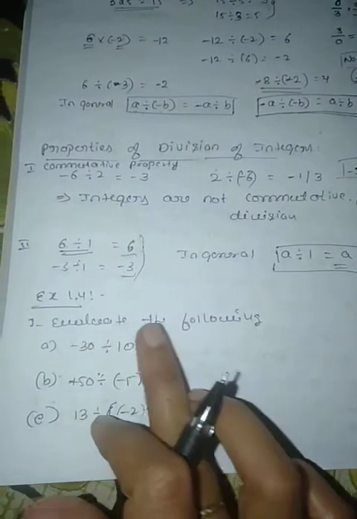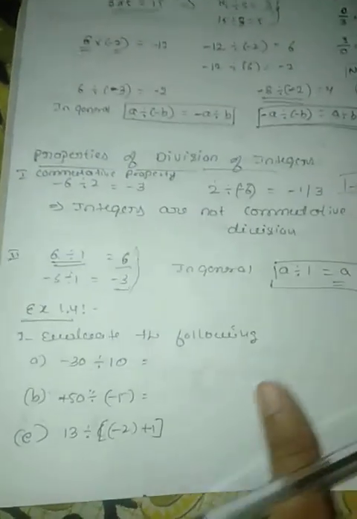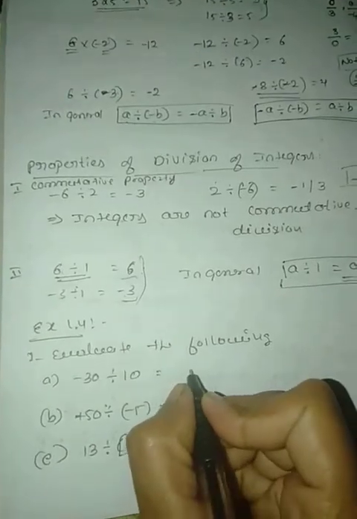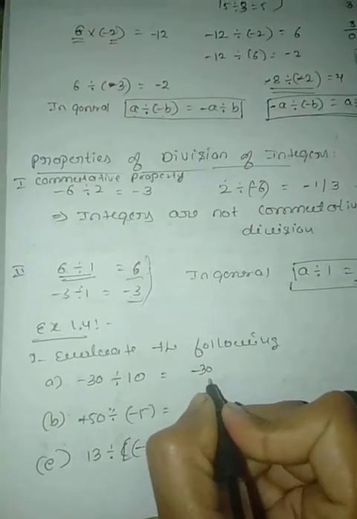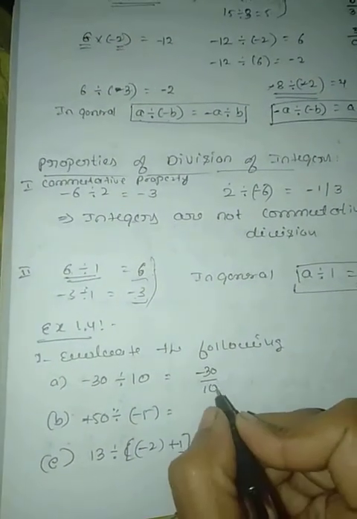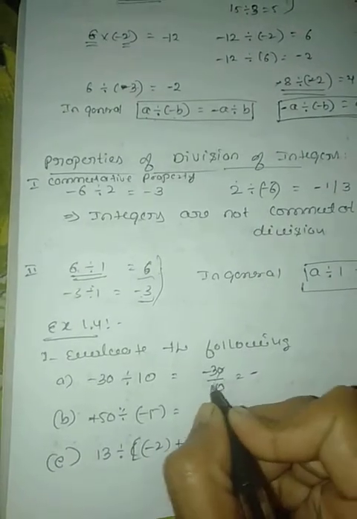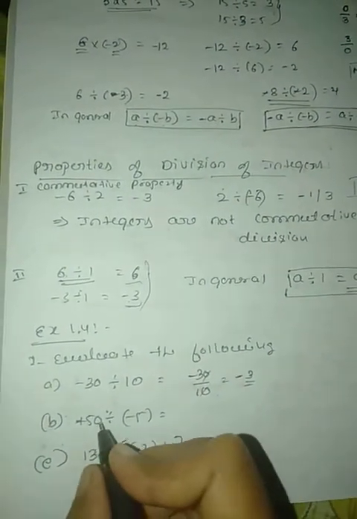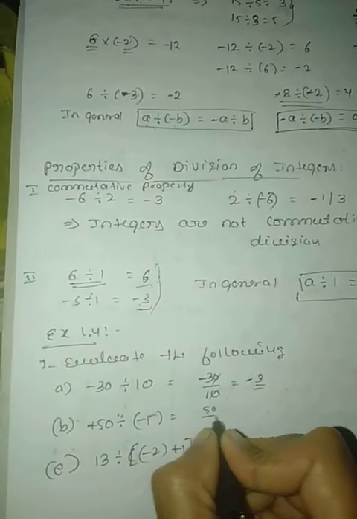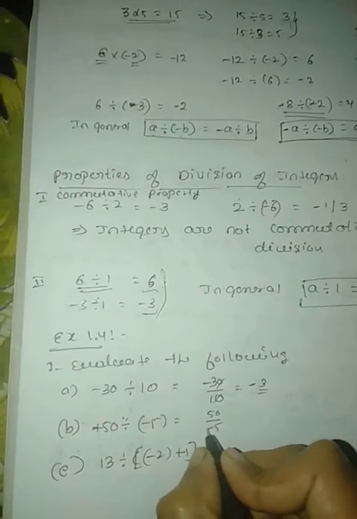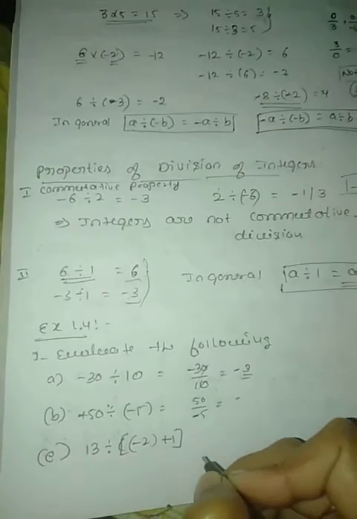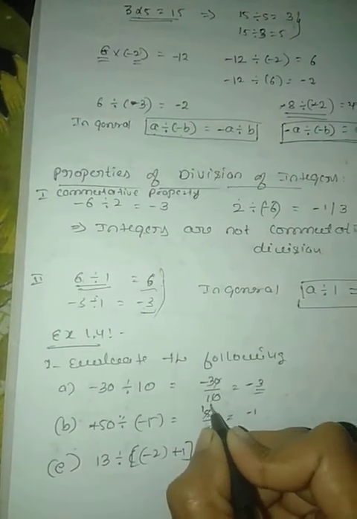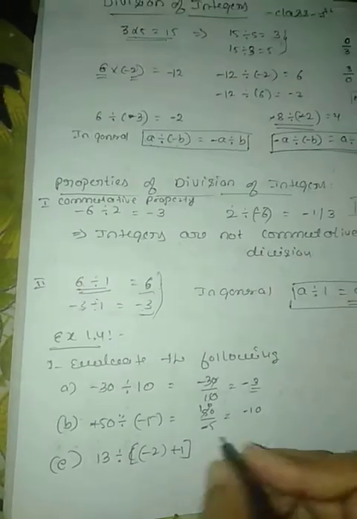In that, evaluate the following. The first problem is minus 30 divided by 10. We can write it as minus 30 divided by 10. The 0s cancel, and minus 1, 3 is a 3. The answer is minus 3. The second one is 50 divided by minus 5. Here minus is there, so we put minus. 5 tens are 50, so we take minus 10.